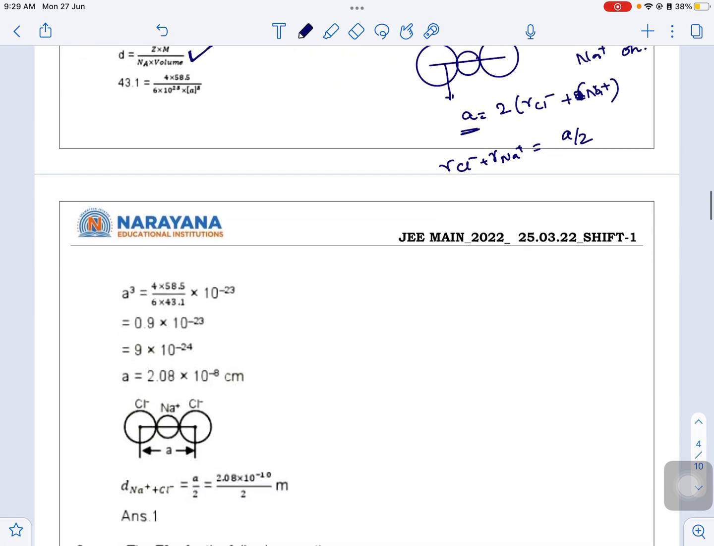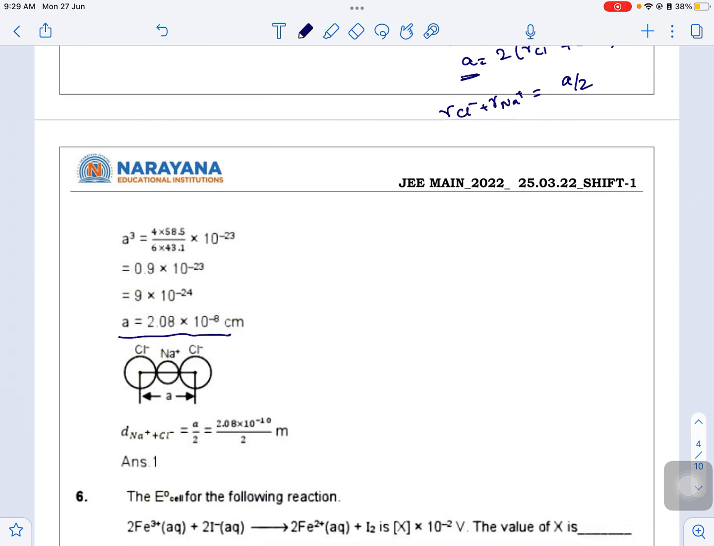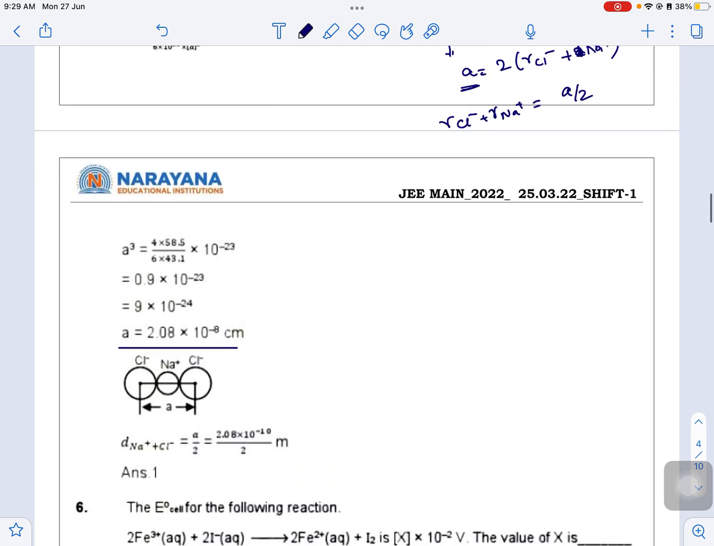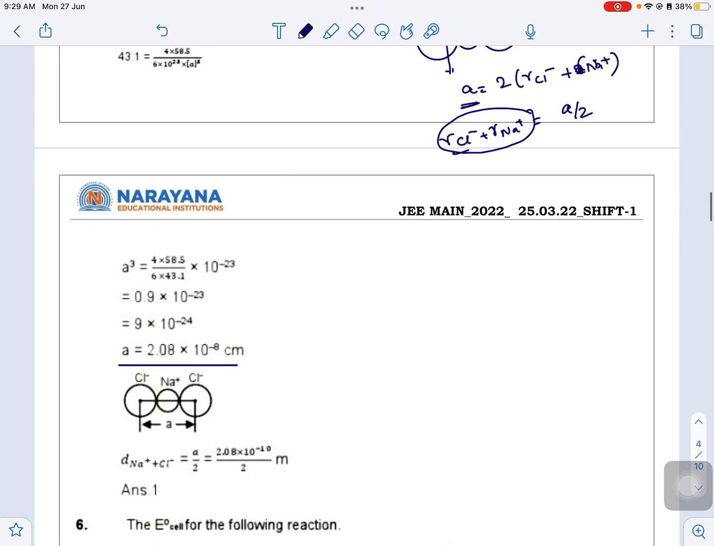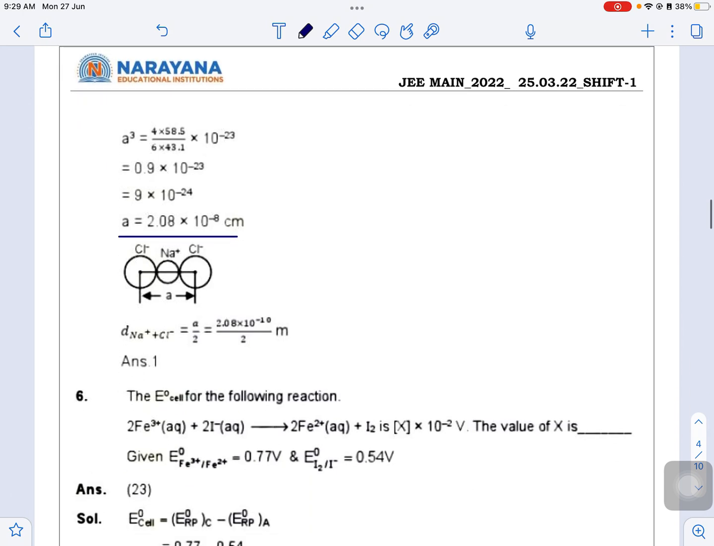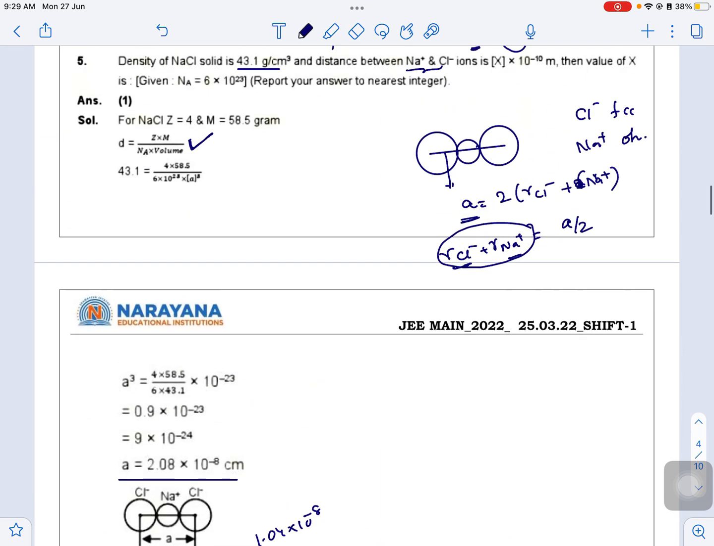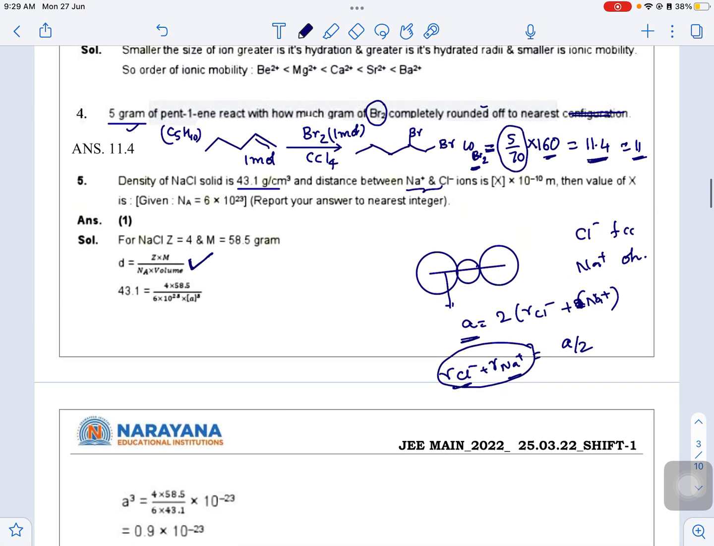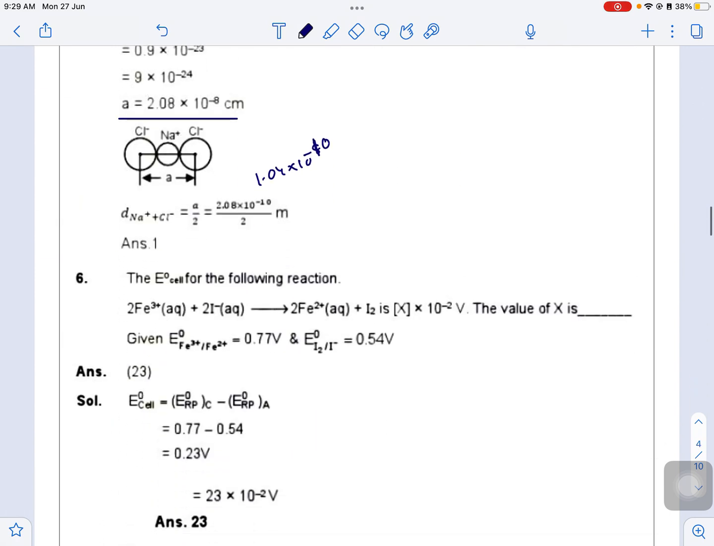So if we substitute the values, we are getting the edge length as 2.08 into 10 power minus 8 centimeters. From this we can calculate the radius of sodium and chloride ions, or the distance between the chloride and sodium ions, which is a by 2, that is coming out to be 1.04 into 10 power minus 8 centimeters or 10 power minus 10 meters. So we are asked to calculate x, that is 1.04, that is nearly 1.